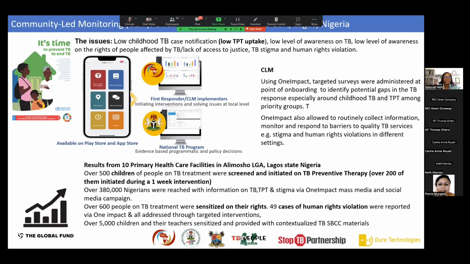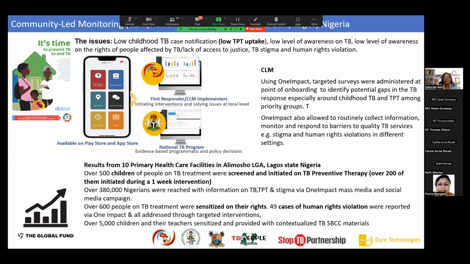The One Impact is a free digital platform that provides the general public, but most especially people affected by TB, with information on tuberculosis, information on the rights of people affected by TB, access to information on all the healthcare facilities that provide TB services, but interestingly also a platform where people affected by TB, people on TB treatment can have direct interaction with TB survivors, and also a model, a part of the application, which gives them access to be able to report issues of human rights violation.